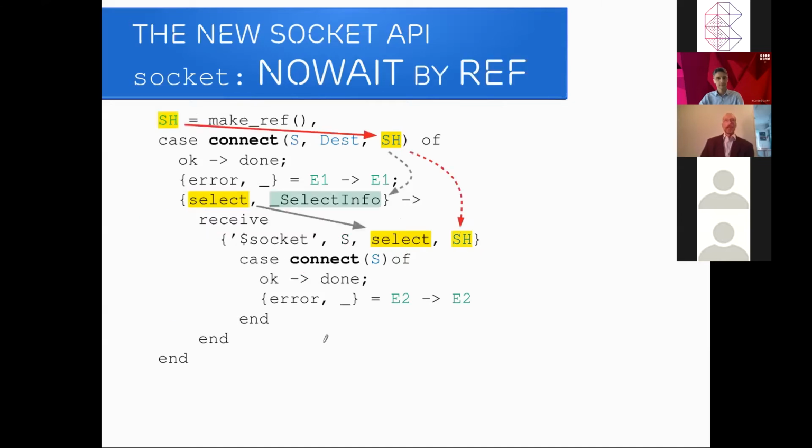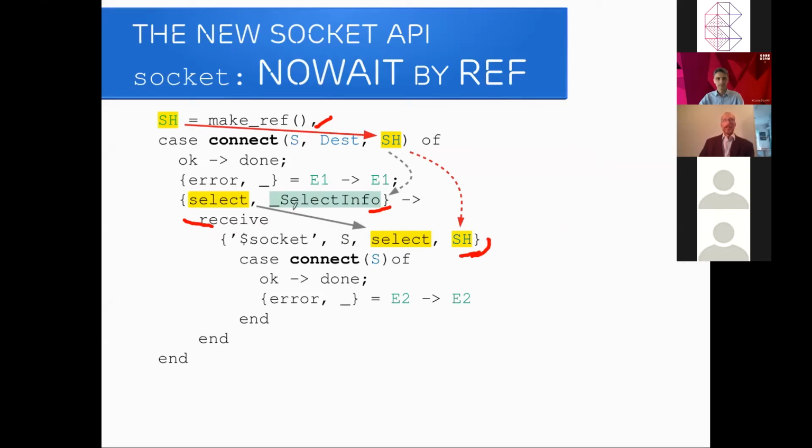A refinement on this is to use a reference as the no wait argument instead. Then that reference will be contained in the select info, and it will be the same reference in the select message, meaning we have a make reference with a receive and receive the reference we made. This enables a receive optimization that will avoid scanning the whole message queue.